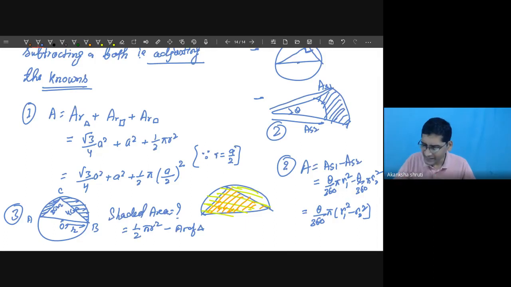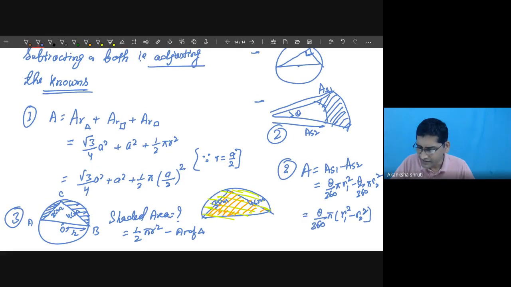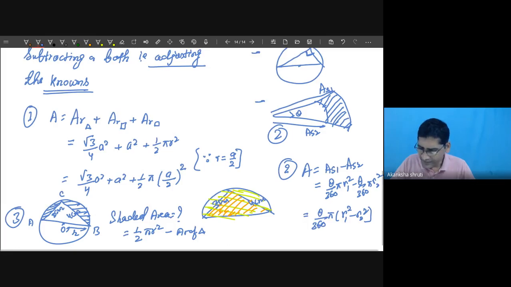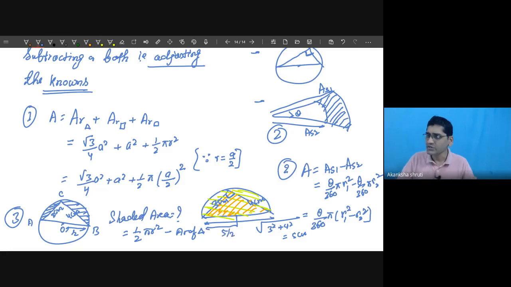It's very easy. Since this is 3 centimeter, this is 4 centimeter, and this vertex lies on the circumference, means this angle is 90 degree. Therefore, this diameter can be calculated by under root of 3 square plus 4 square. It becomes 5 centimeter. Therefore, this radius can be calculated by 5 by 2. It's so simple. So this is the radius.